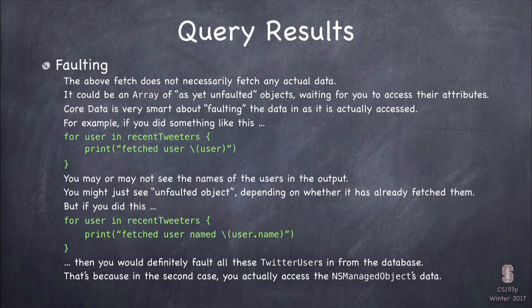But if you say, for user in recent Twitters, and say fetch user named, and now you say user.name, now you are faulting this object in. In fact, this for loop would fault all these objects into memory. Fetch them all because you're asking for the name of every single one. Boom, fault, fault, fault, they're all coming in. Now, it doesn't do it one by one. It faults in batches. It's really high performance, so don't worry about that. But I just don't want you to be surprised when you go in the debugger and you're like, oh, I printed out this Twitter user and there's no name, there's no screen name. What's going on? Well, it hasn't faulted it in. In fact, in the debugger, you could say print user.name, and it would fault it in and give it to you.